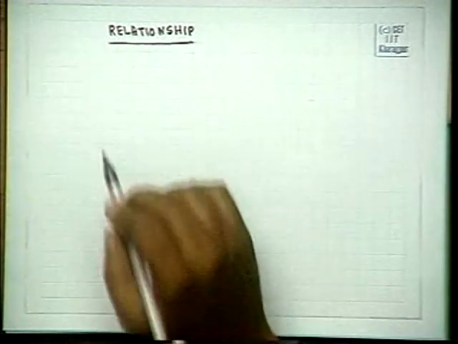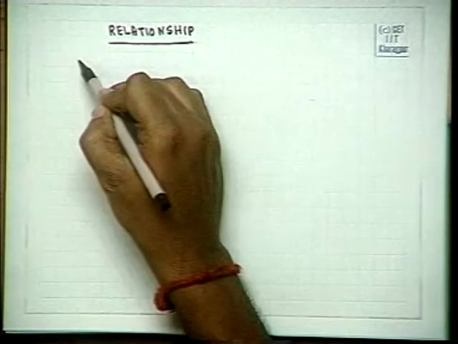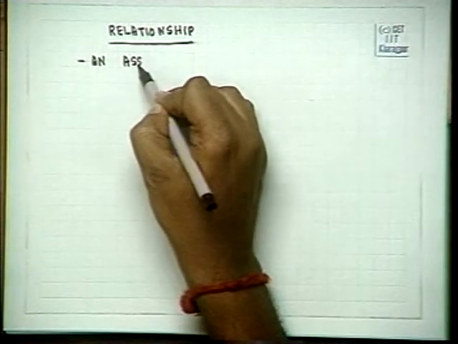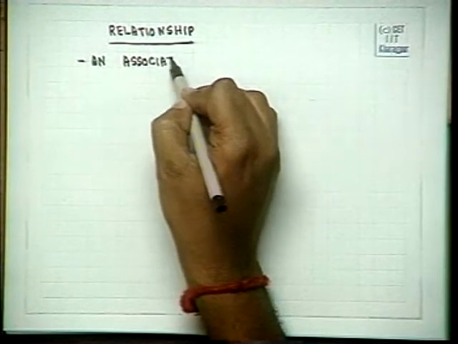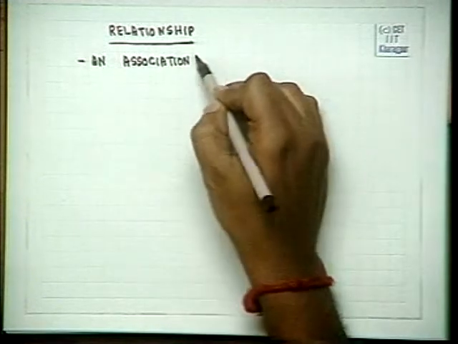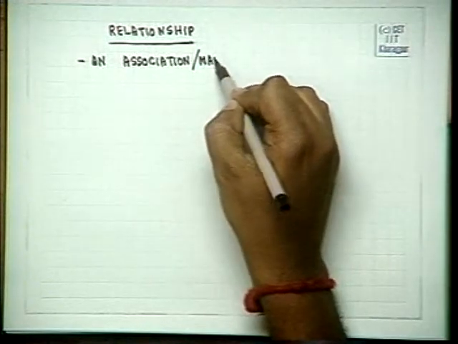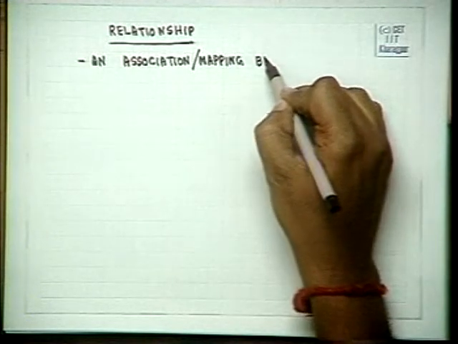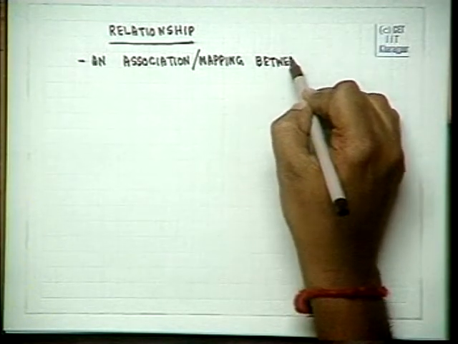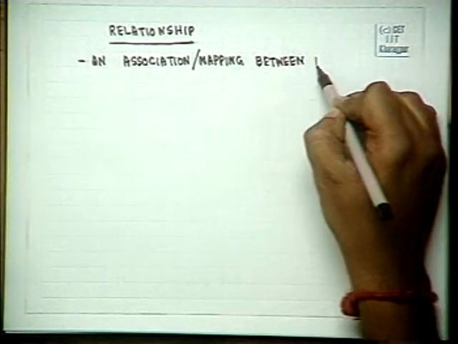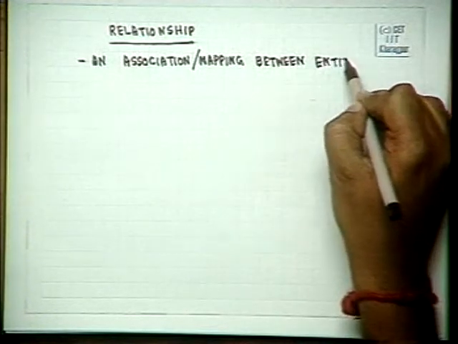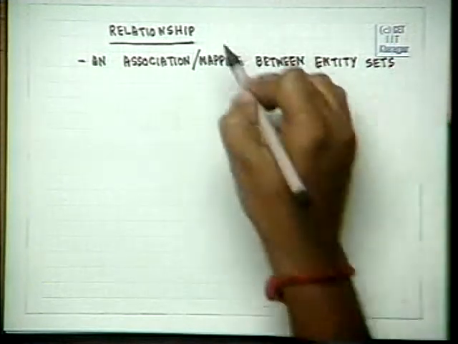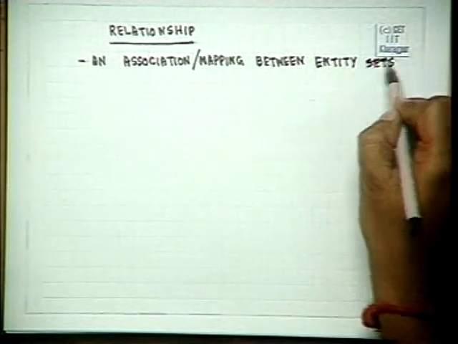A relationship is normally an association or mapping between entity sets. Actually, between entities.